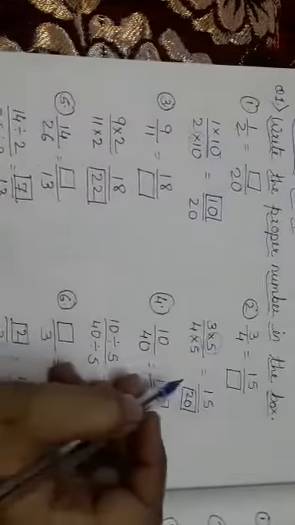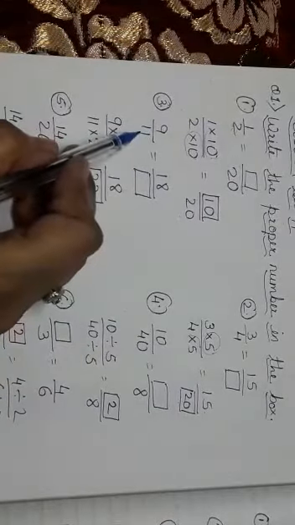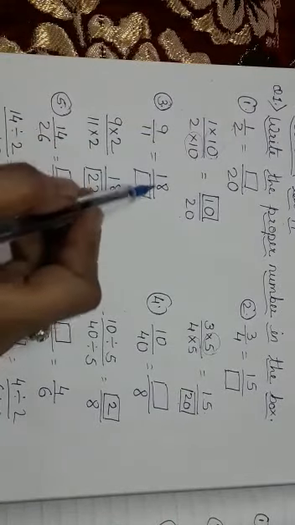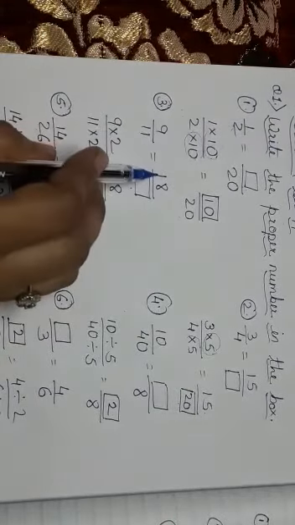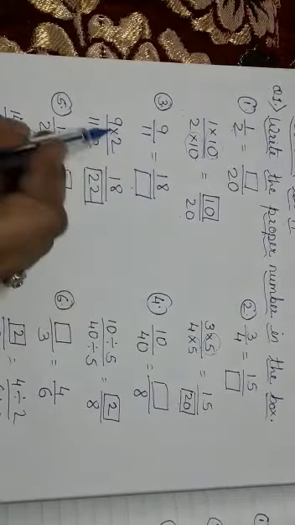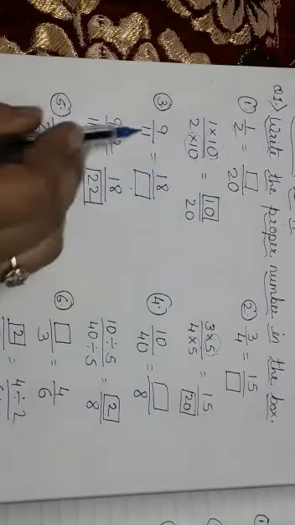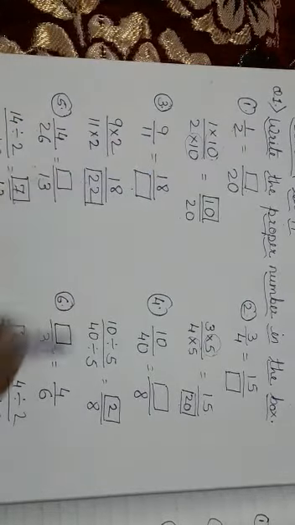Same way, the third we will see, 9 upon 11, and the second fraction is incomplete. So in 9 table, 18 comes. How much? 9 2s are 18. So 9 2s are 18 and 11 2s are 22.